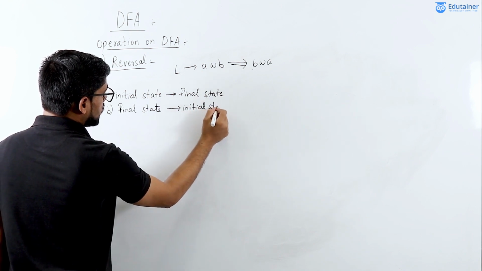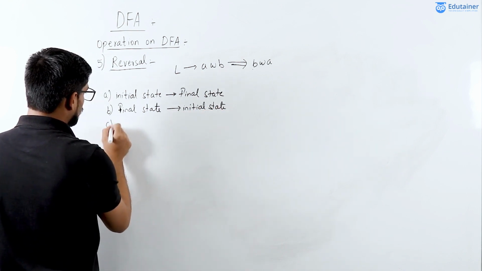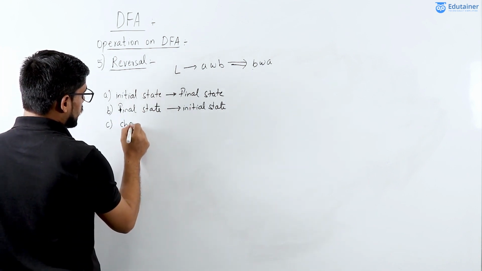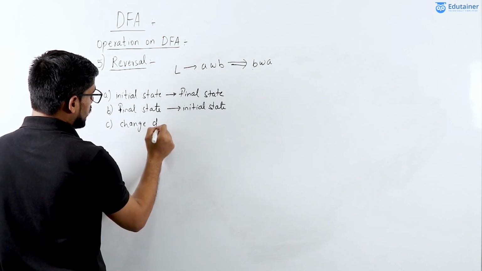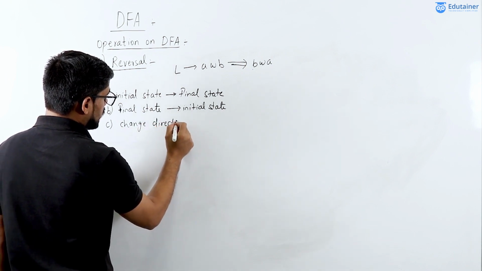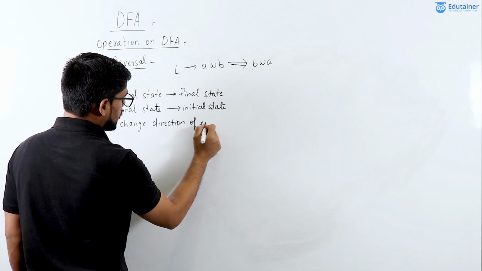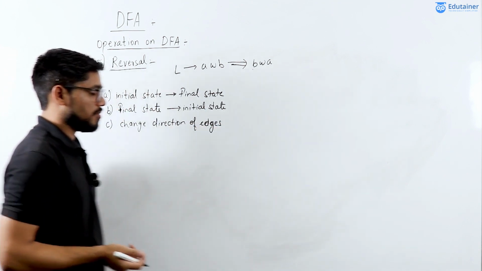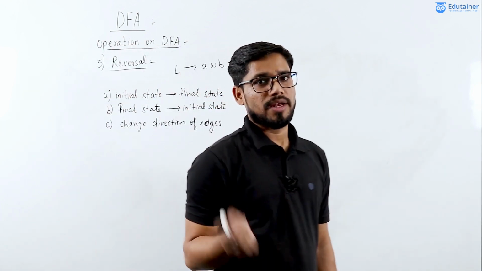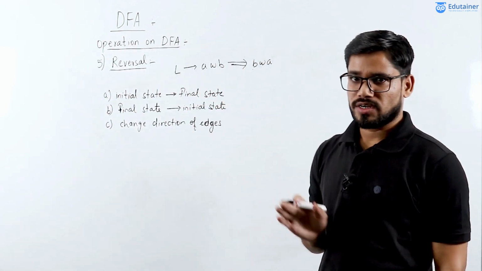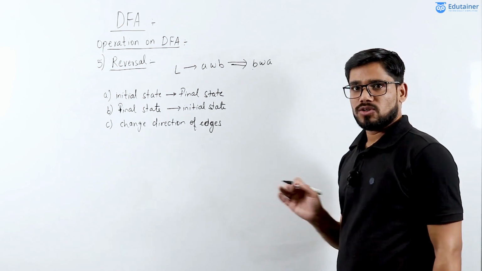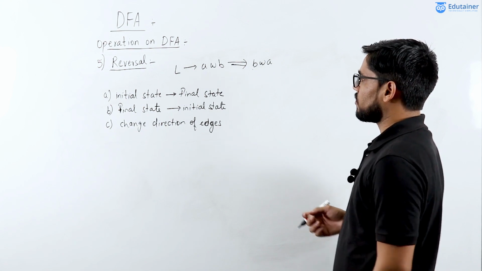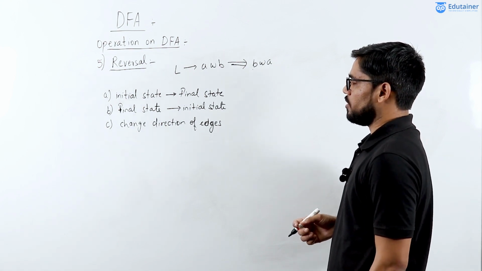and the last step is step number C, change direction of edges in the transition diagram, but the loops remain as it is. So loops will not affect it, only the direction of edges will affect it. Okay, so let us take an example for understanding reversal operation.